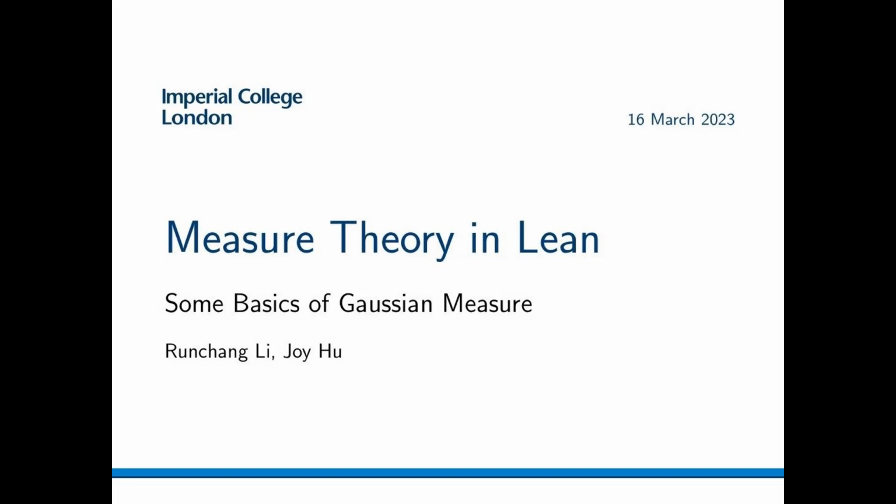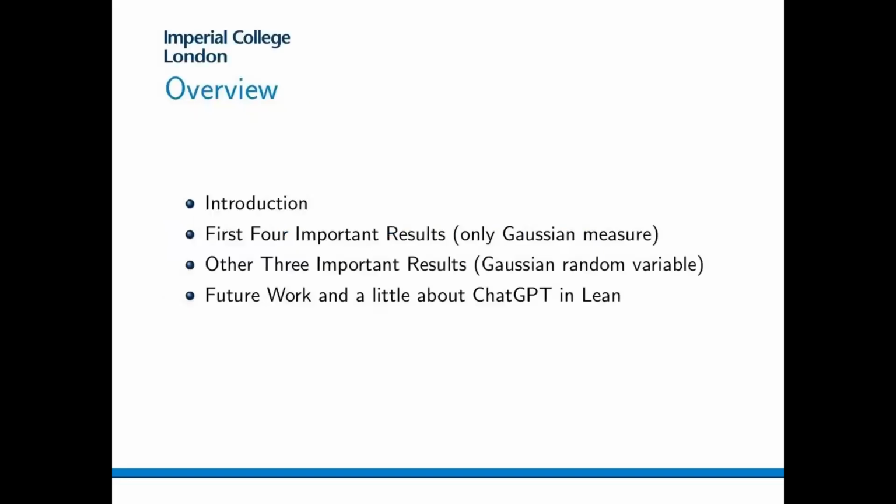I'm Runchang and my partner Joy Hu will together give a basic presentation about the very simple things in the Gaussian measure this session. Here's the overview of our report. The first is the introduction, so basically motivation. How did we start to focus on this part of Lean? Why do we want to formalize measure theory in Lean?